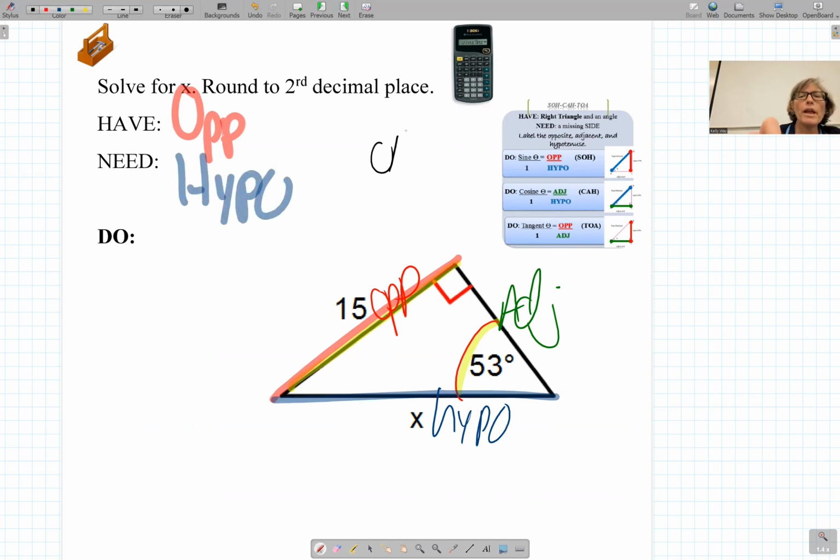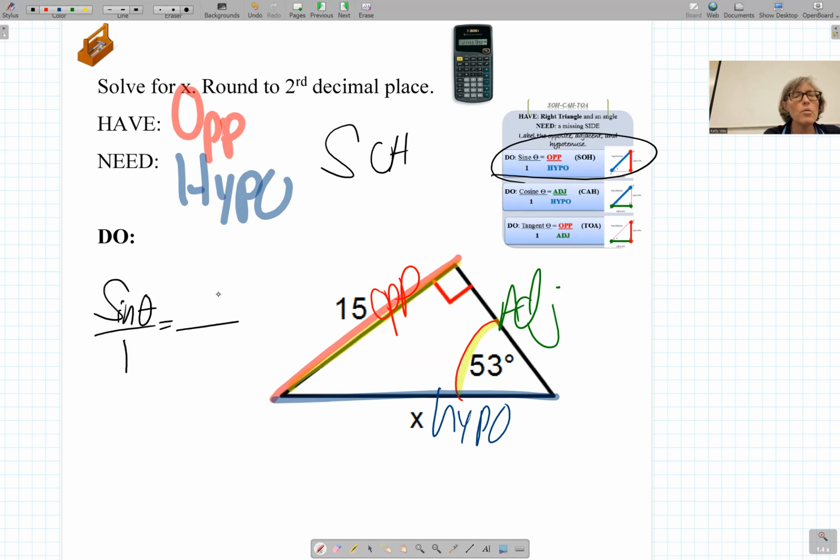I have an OH combo. It's going to be sine. Copy exactly that down. Please don't skip this step. Sine of theta over 1 equals opposite over hypo. Remember, this is the version we use to find sides.